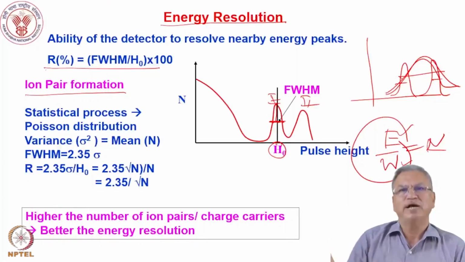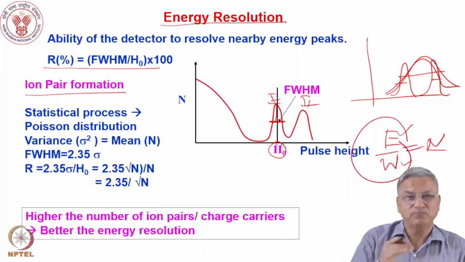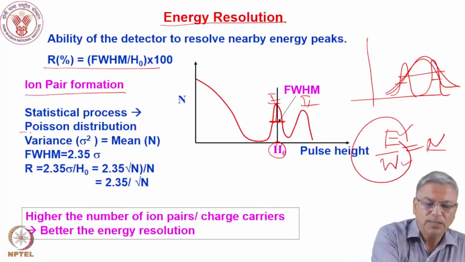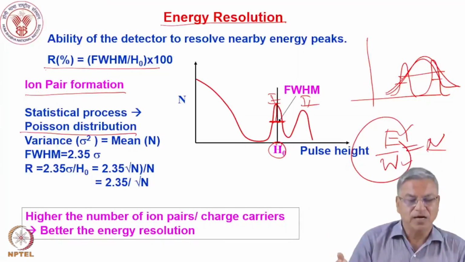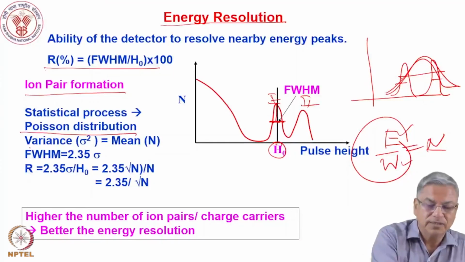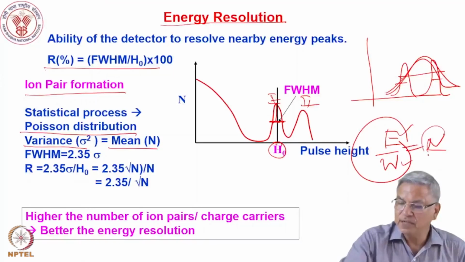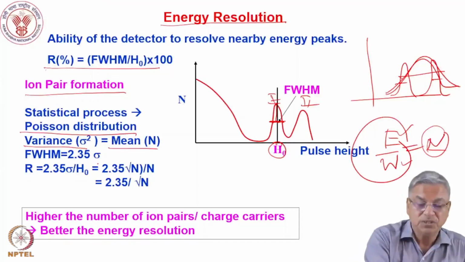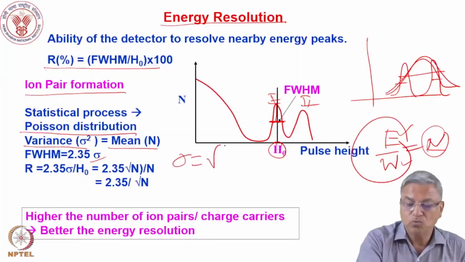You have a large number of atoms in the material, and what you follow is the Poisson distribution. The probability of interaction of the radiation in a particular atom is very small. So we follow the Poisson distribution whenever the probability is very small and the ensemble size is very large. For a Poisson distribution, the second moment, the variance, is equal to the mean. So take the mean as the number of ion pairs produced, N, then the variance is equal to the mean, and variance is the square of the standard deviation. So sigma will be root of the mean.